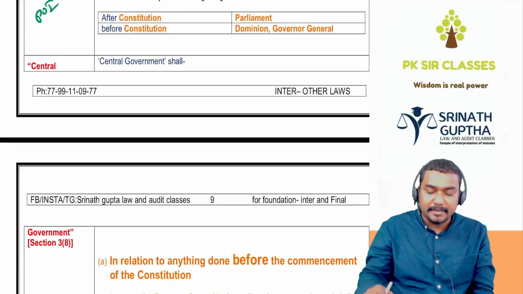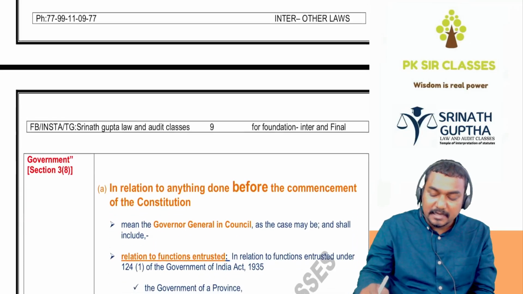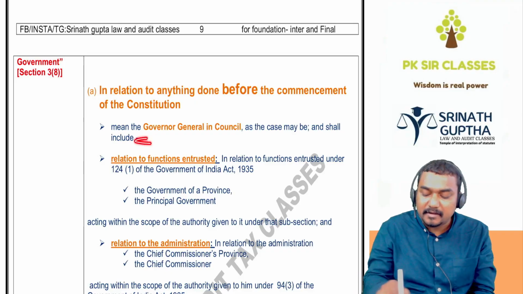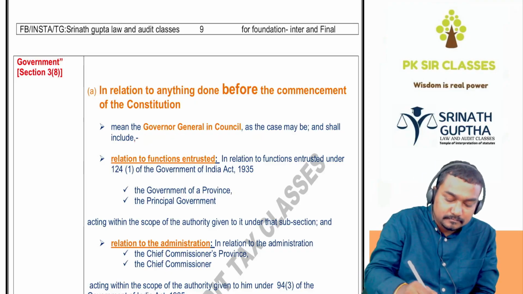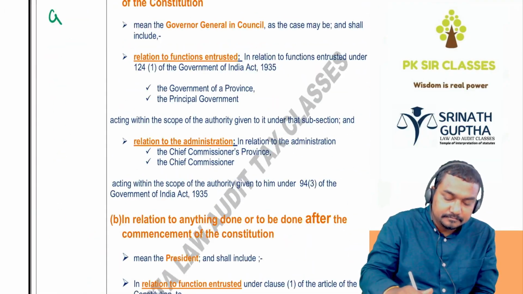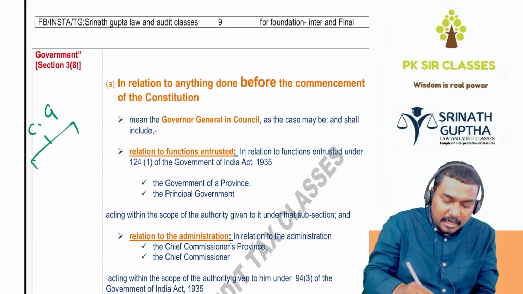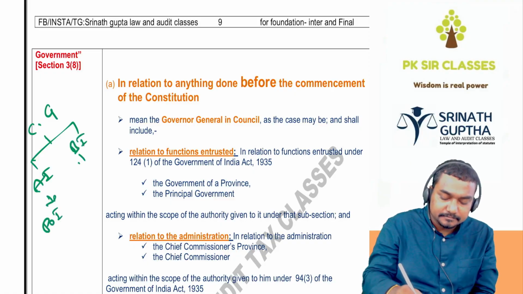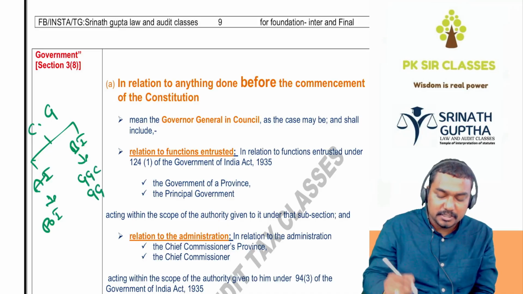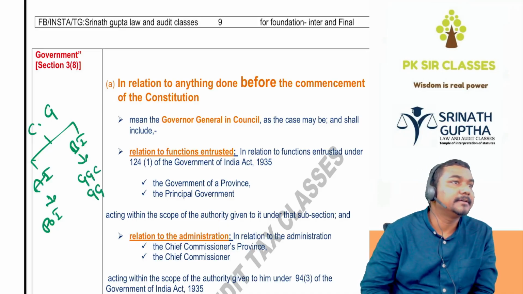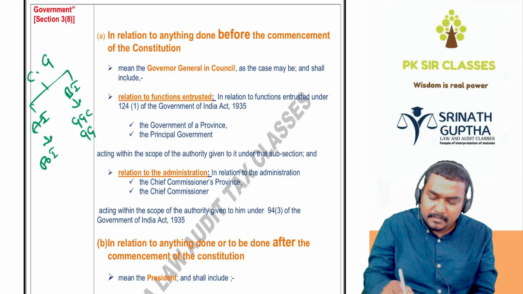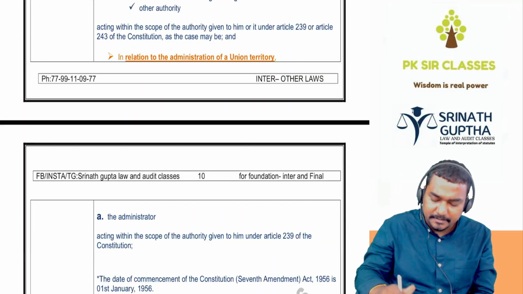Next, definition of the central government. Central government means Parliament of India right now after independence. Before independence, Governor General in Council. Central government means after independence, Parliament of India. Before independence, Governor General in Council or Governor General, along with the subordinates. So Governor General in Council and their subordinates like Government of Province or the Principal Government, something like that is given, but ultimately that is the meaning of the government.